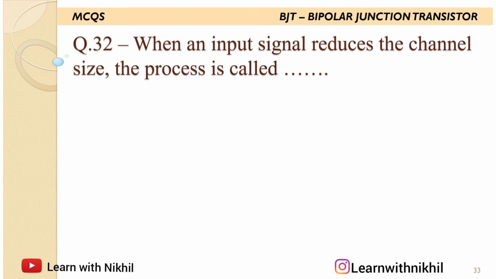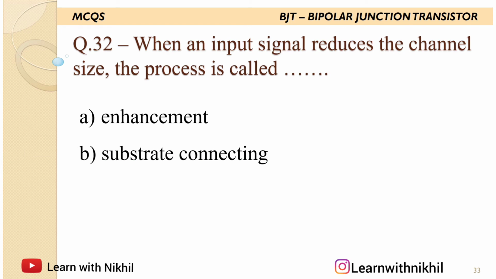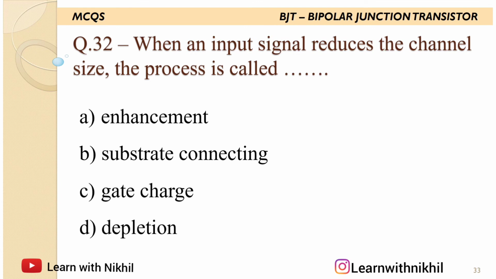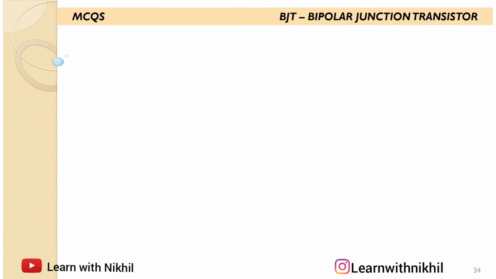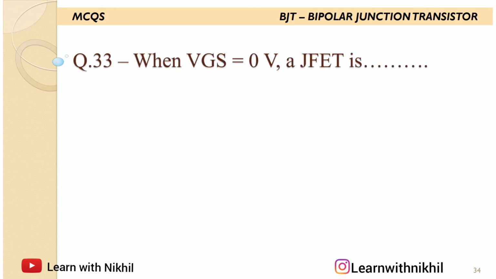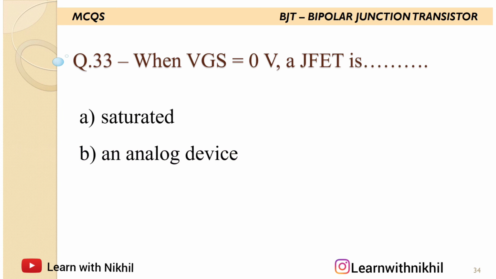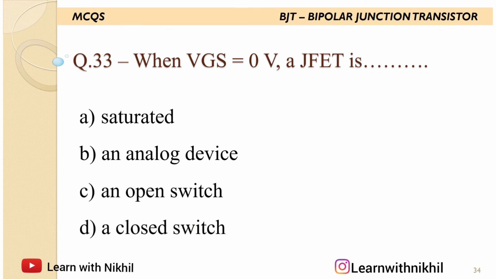Next question. When an input signal reduces the channel size, the process is called: A. enhancement, B. substrate connecting, C. gate charge, or D. depletion. And the answer is depletion. Next question. When VGS is equal to 0 volts, a JFET is: A. saturated, B. an analog device, C. an open switch, or D. a closed switch. And the answer is saturated.